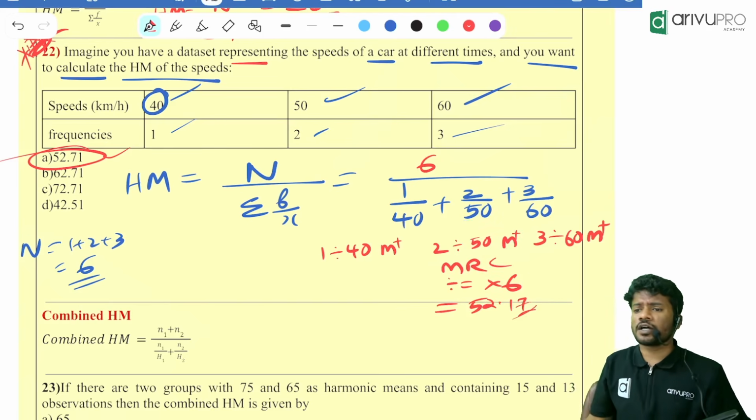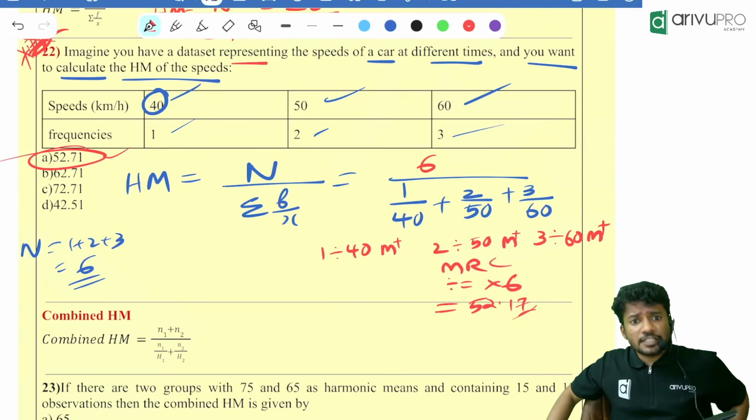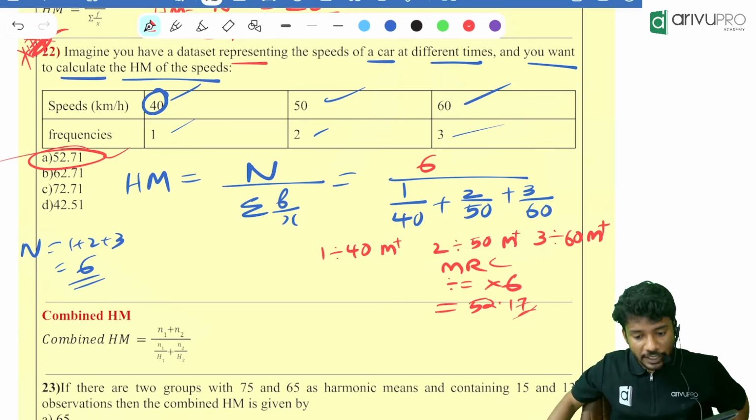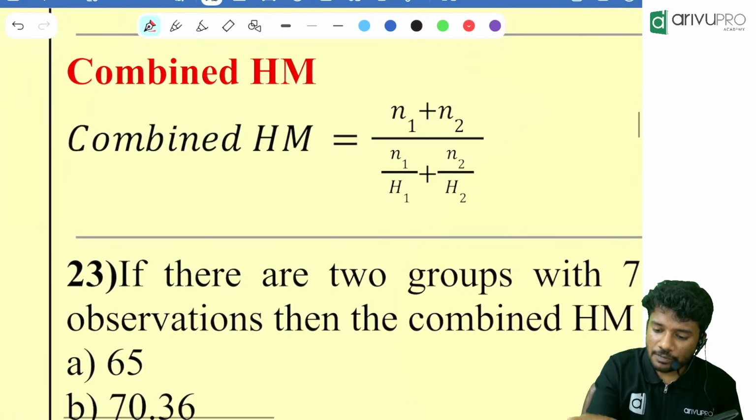Then we studied HM. For ungrouped data, HM is n divided by sigma 1 by x. For grouped data, it is capital N, or sigma f, divided by sigma f by x. Now people, we are going to study combined HM.